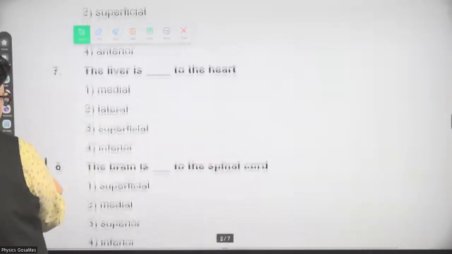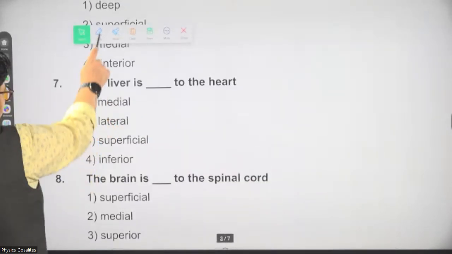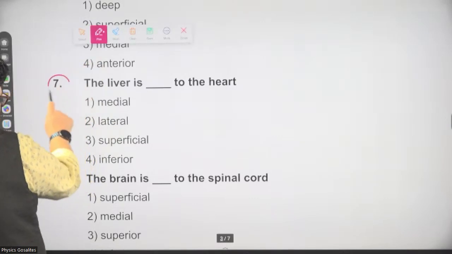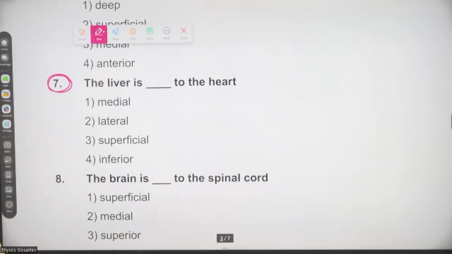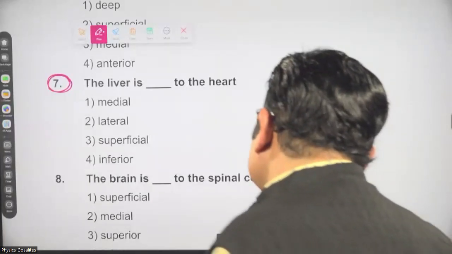Fine. So do you know the placement of these organs? I'm not expecting too many correct answers, but if you can give me some, it is a bonus to me also. Come on. Yes, tell me. Tejaswini, Preeti. Okay, liver is dash to the heart.